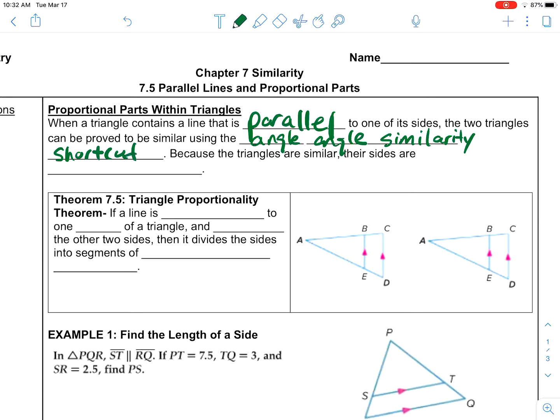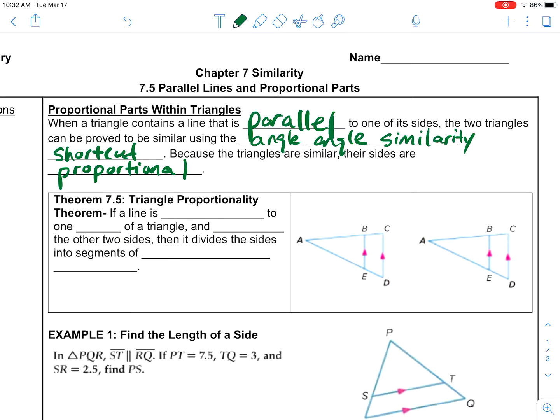Okay, so recall when we have parallel lines, that produces corresponding angles that are congruent. It produces alternate interior angles that are congruent. So we end up with angles that are congruent, and if we have two angles that are congruent, then we know that the triangles are similar, and therefore their sides are proportional. That's the definition of similarity, when you have congruent angles and sides that are proportional.